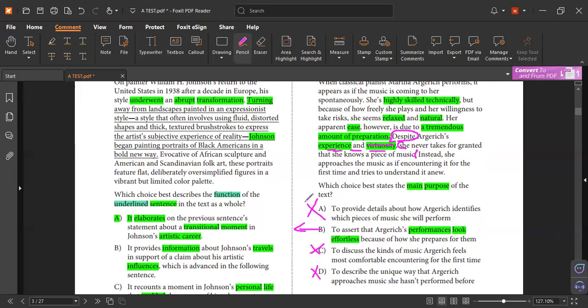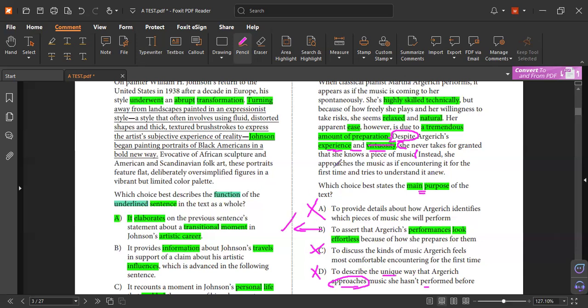So what is the way of answering here? Ideas not supported by many evidence, or by some evidence here. We have specific for the last one: to describe the unique way she approaches pieces she hasn't performed before. We're not talking about the approaches. You feel it? Or the unique way, not all the text is about it. Remember, it's all about all the text.